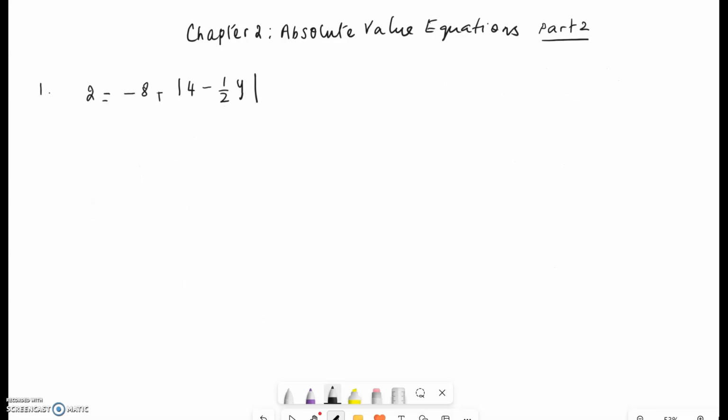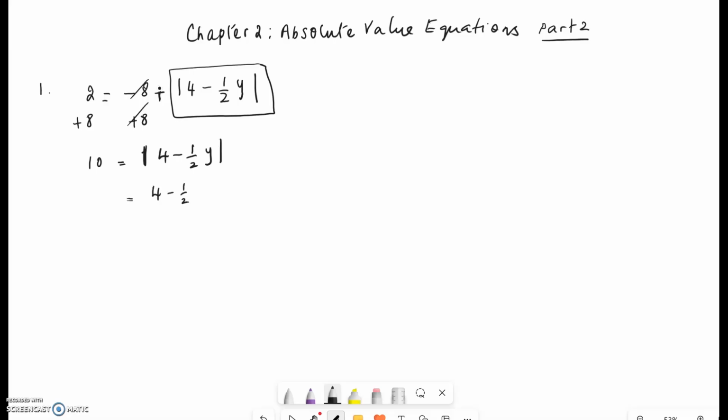Here's another example. Remember, our goal is to get the absolute value term on one side. So let's keep it on that side. Get rid of the 8 by adding 8 on both sides. So 8 plus 2 is 10 equals, these two get cancelled and we're left with absolute value of 4 minus half y. So absolute value of 4 minus half y equals 10 is the same as saying 4 minus half y is equal to plus or minus 10. And that's how we get two equations.